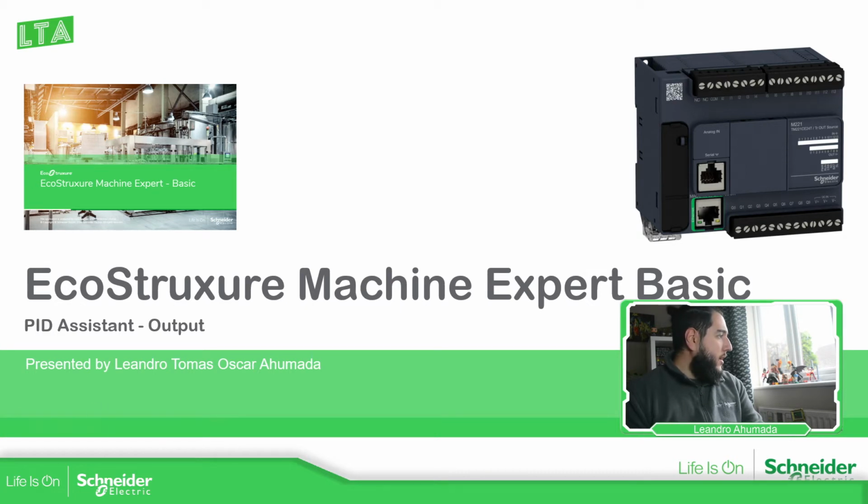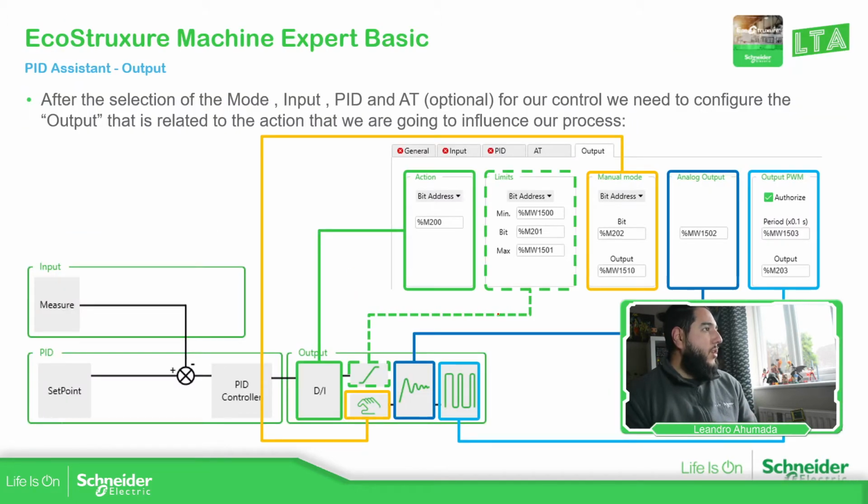So in the last videos we have seen how to configure the input of the PID assistant. Now let's take a look at the output side. I know that in the middle there's something called PID that we need to configure, but I just want you to understand the different configurations that we have in the output. So if we select the output configuration in the PID assistant, we have different things to configure.